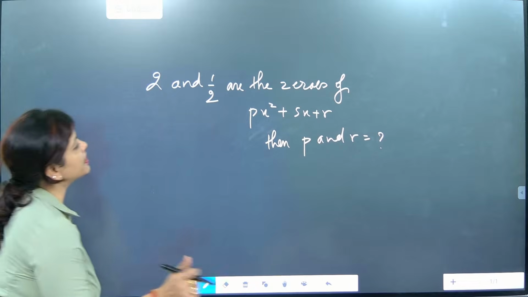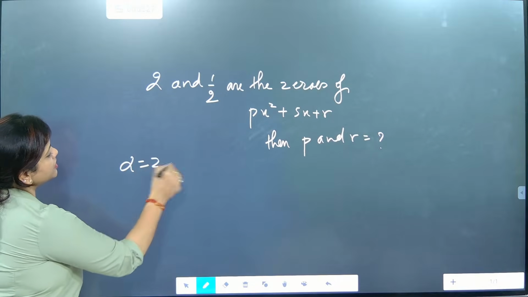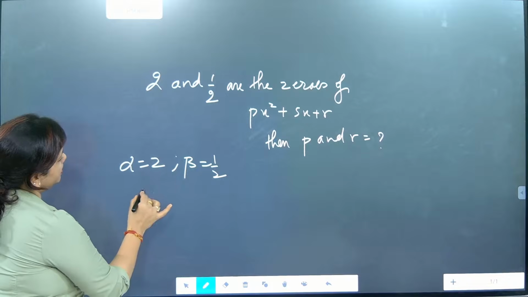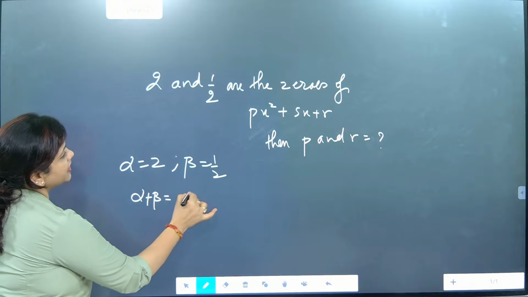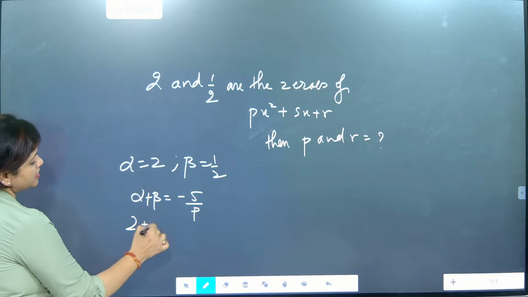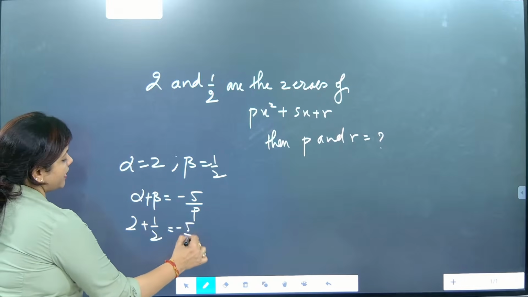P value will be coming as, see, look here. Alpha you will be taking as 2 and beta you will be taking as 1 by 2. So you need to understand that when you are writing alpha plus beta, it will come minus 5 by p. Done? Now alpha is 2 plus 1 by 2 is equal to minus 5 by p.